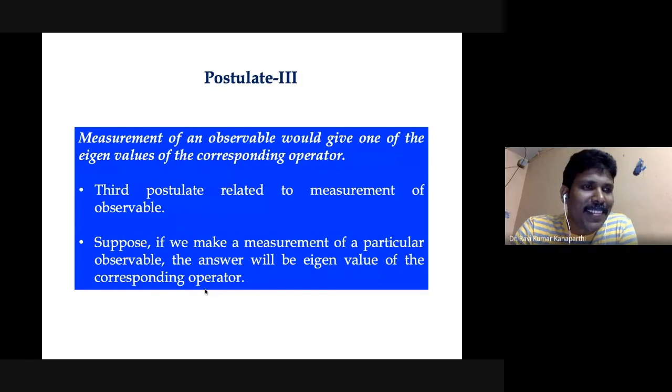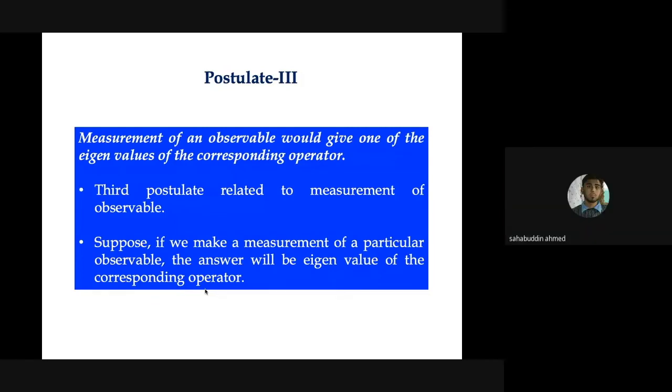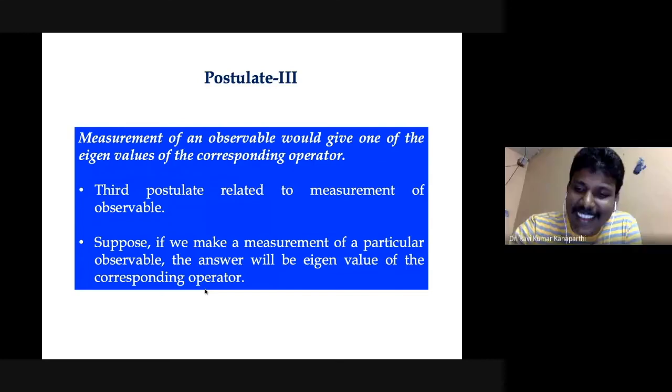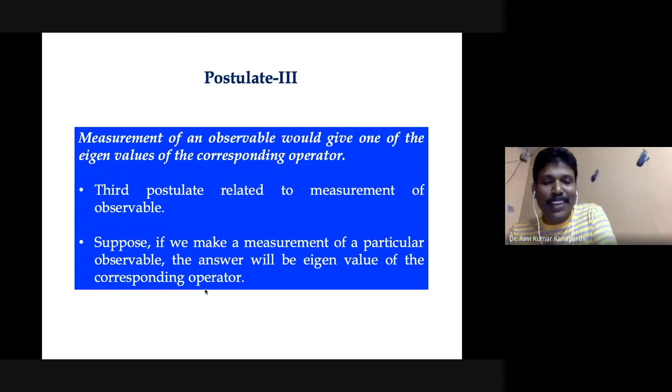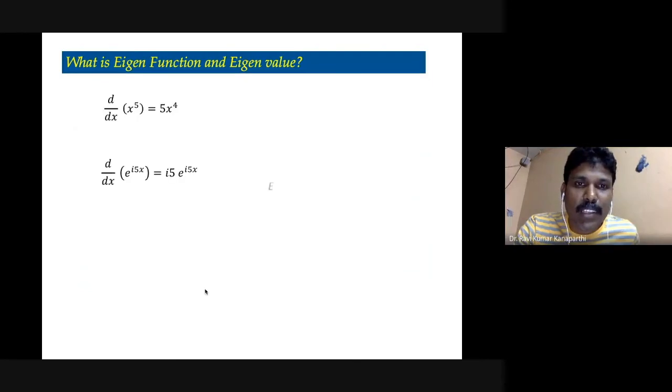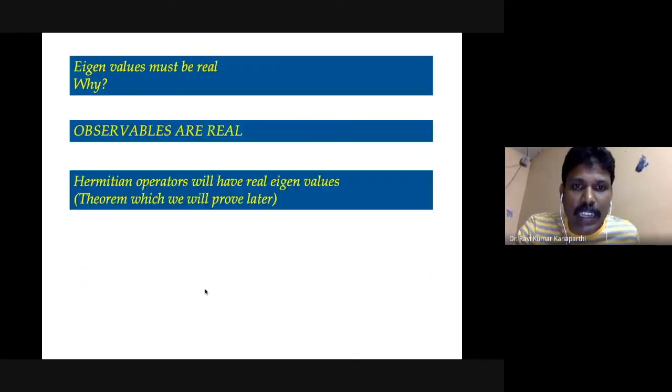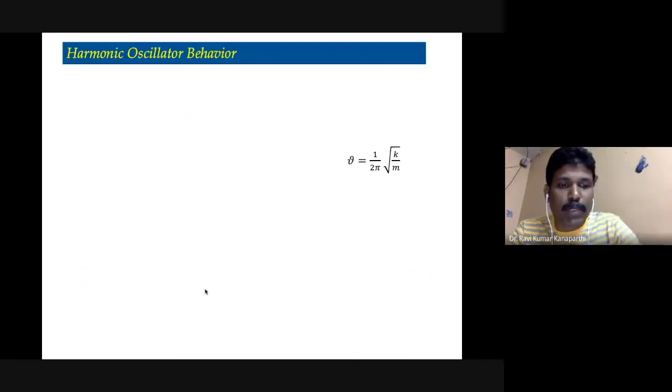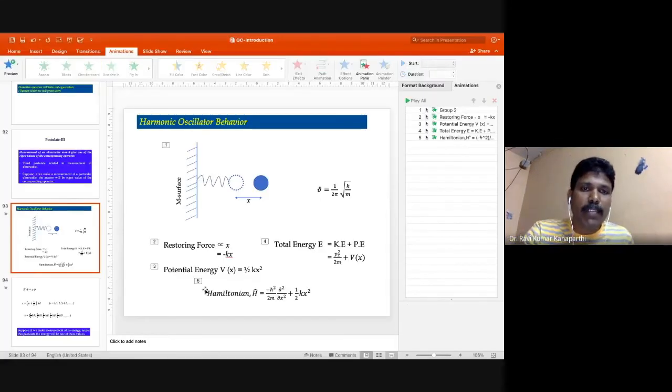Why? Because we have to revise the postulates. Okay, fine. Actually, I had thought to complete the third postulate also. It requires maybe another half an hour to complete. In that case, maybe we will meet on Monday. Okay. Thank you. Bye bye.